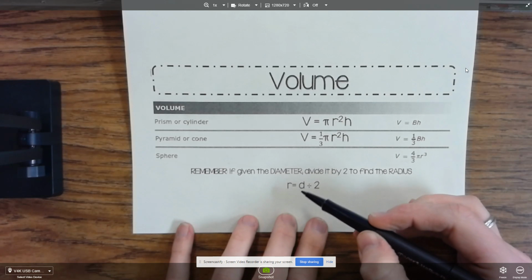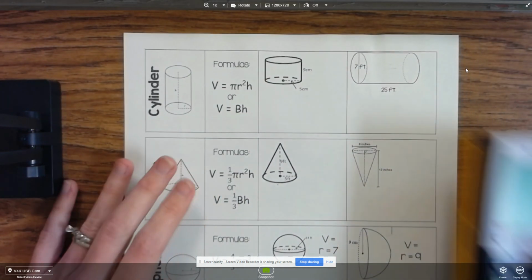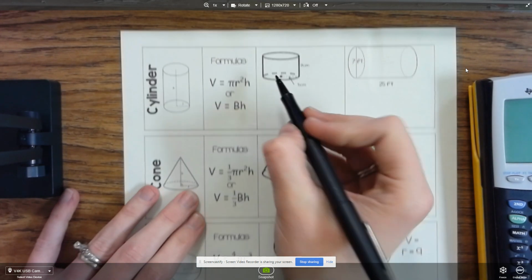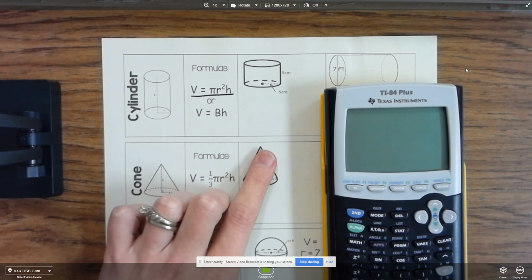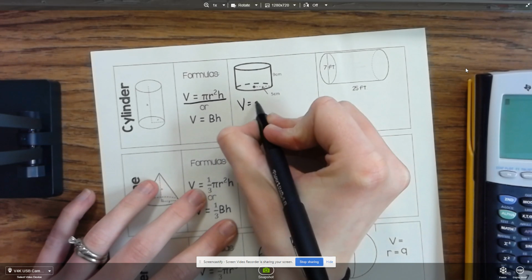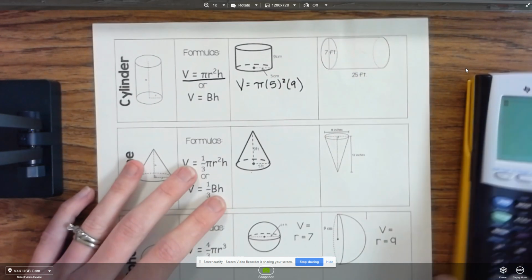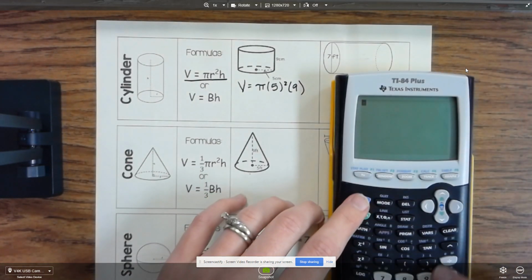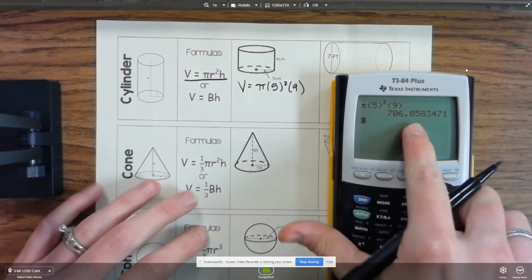And so if they give you the diameter, remember that you have to divide it by 2 to get the radius. All right, so inside here, for this one, this is a cylinder. So we're going to use this formula here. And so we're going to write it out. Volume equals pi. My radius is 5 and my height is 9. And I can type it in just like that. So pi radius squared times 9, and we'll round to 2 decimal places.